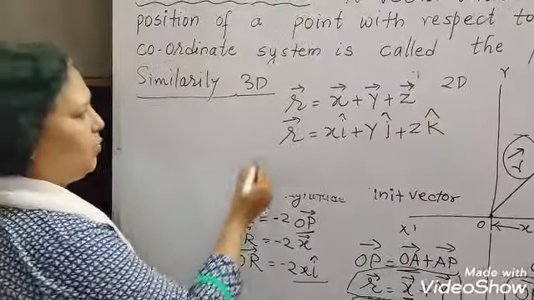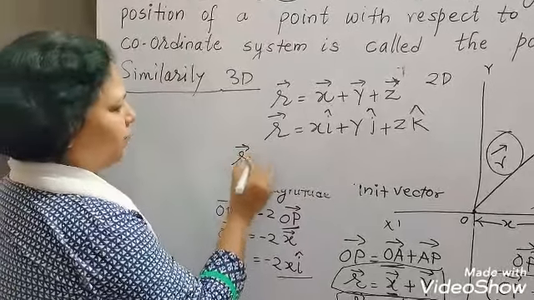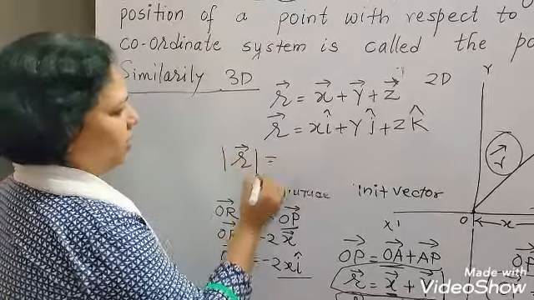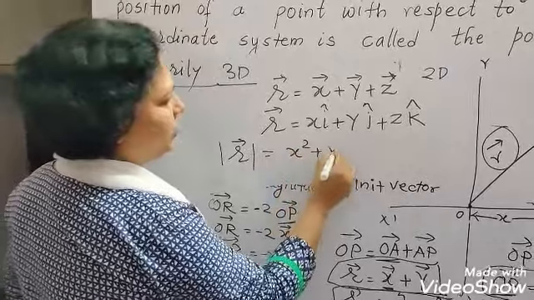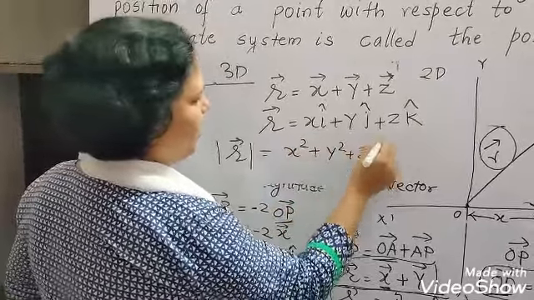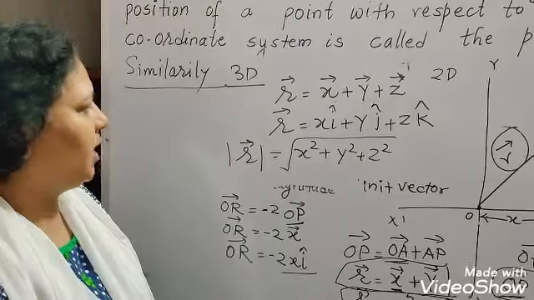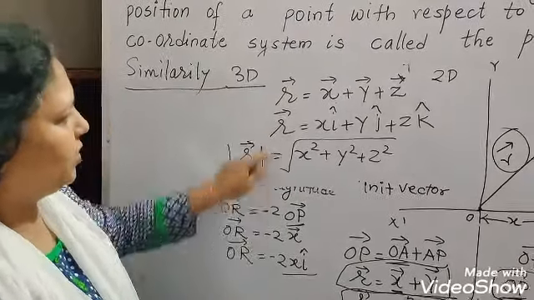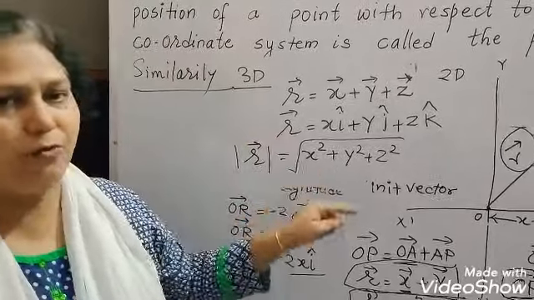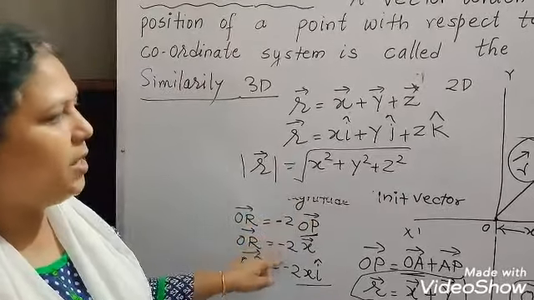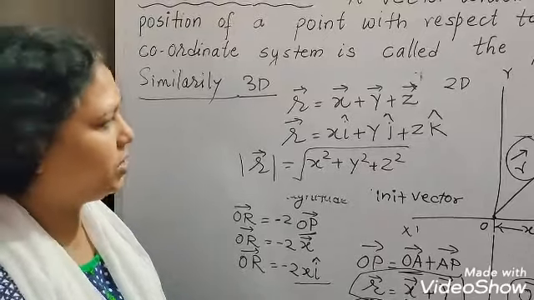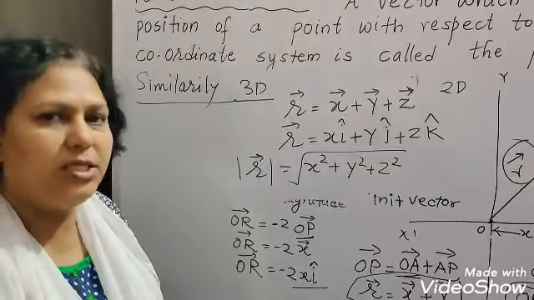Now if we talk about the magnitude of this vector, it will be equal to root of x square plus y square plus z square. So this way we can represent the position vector in 3 dimensions. The position of any point can be described in 1 dimension, 2 dimensions and 3 dimensions in this way.